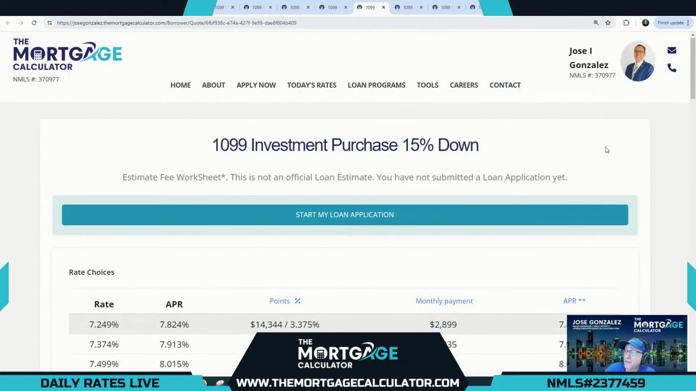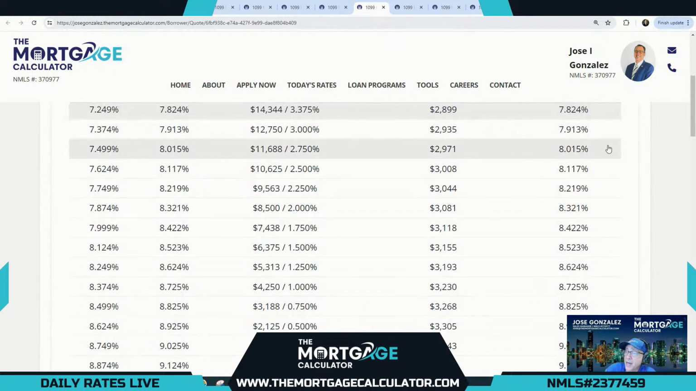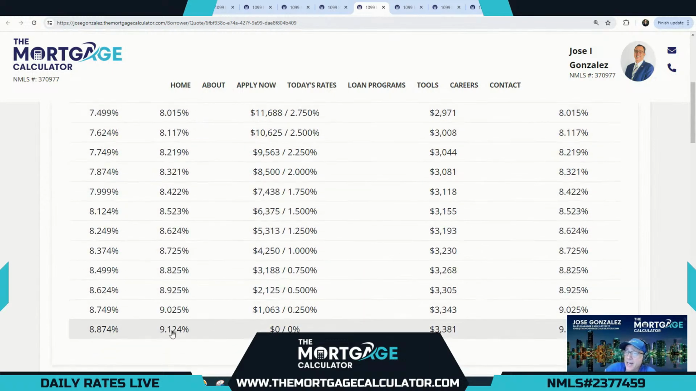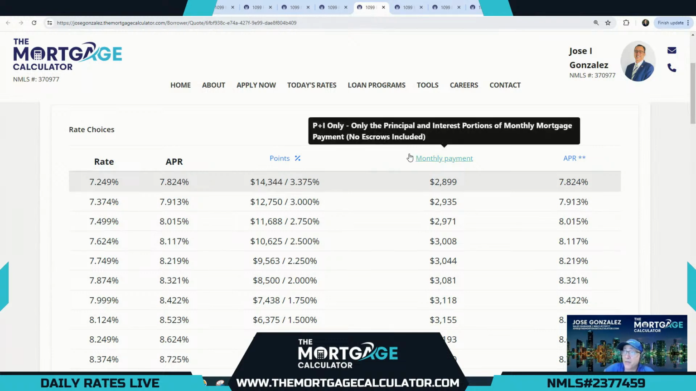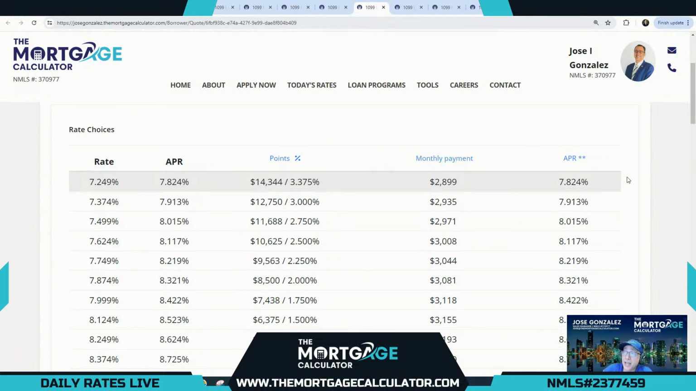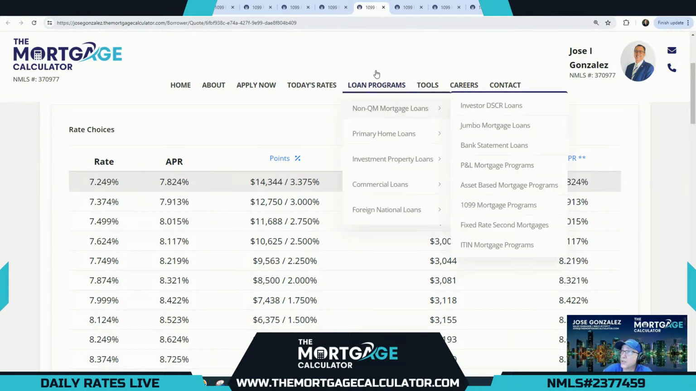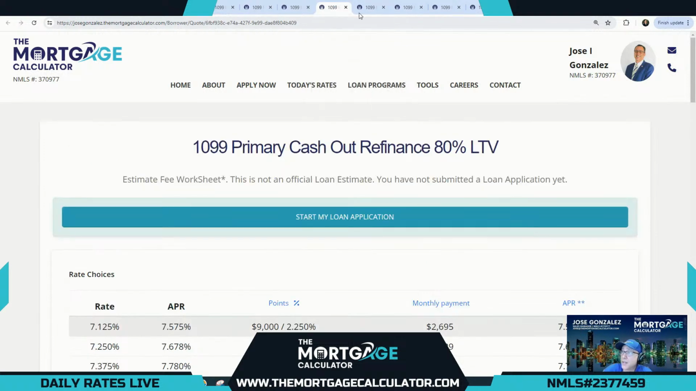And actually, we have a 15% down option here. I had them backwards. 8.874 is our lowest cost option with 15% down, which is our lowest down payment for investment properties. And 7.249 is, which is a great rate there for a 15% down. And we love those 15% down investment property loans, which we went over yesterday.